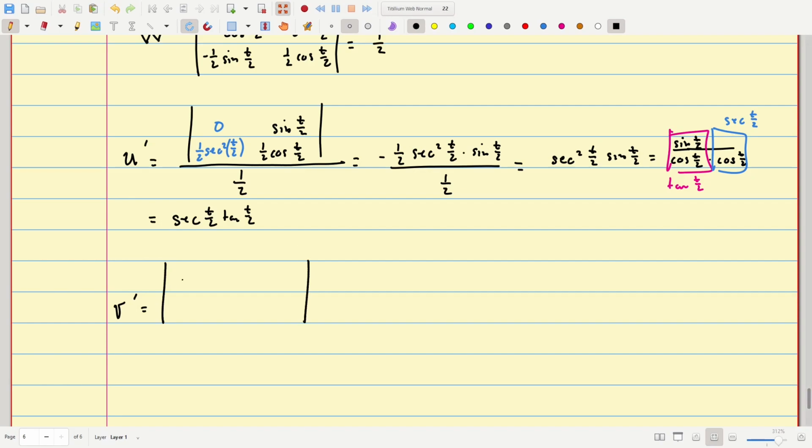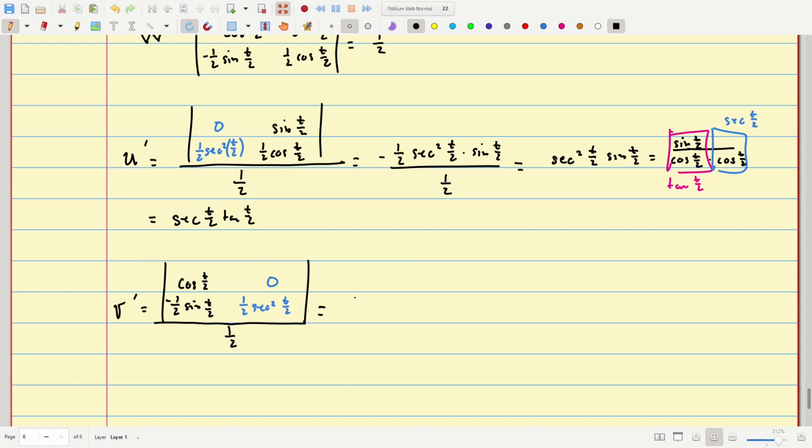We play a similar game that we had before. Now we have cosine of t/2, negative 1/2 sine t/2, and then we substitute in the right hand side, 0 and 1/2 secant squared, like so. And this whole thing gets divided by 1/2 because of the Wronskian from the original matrix.